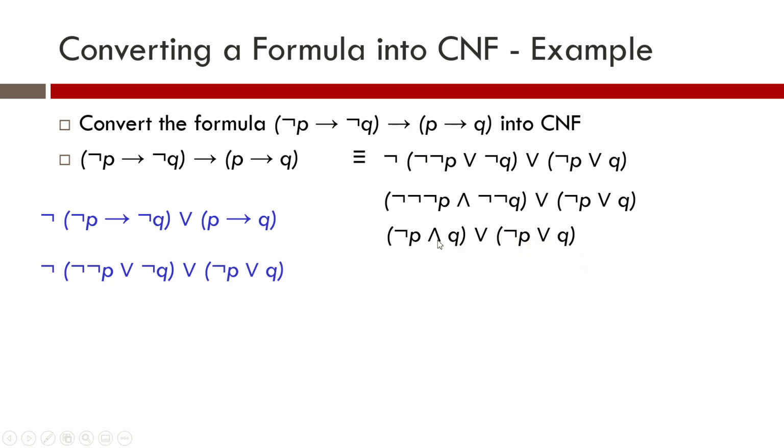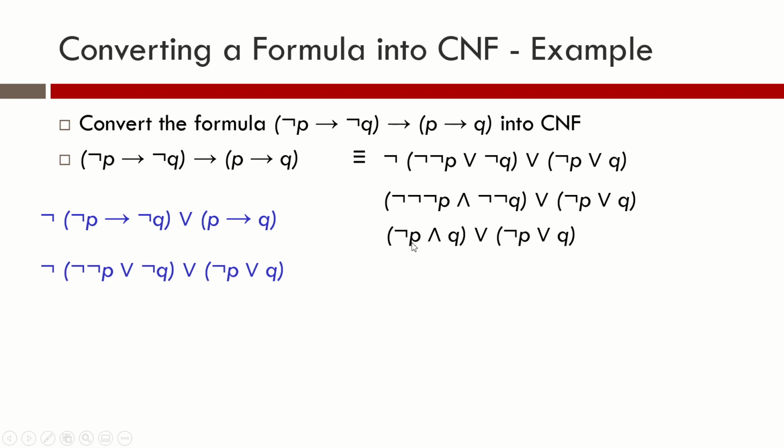It's not over because here we have a conjunction and here we have a disjunction. In CNF, we should have only disjunctions, and the disjunctions should be connected using conjunctions. So what should we do? We need to go for the fourth step, which is to distribute the disjunctions over conjunctions using the distributivity law.